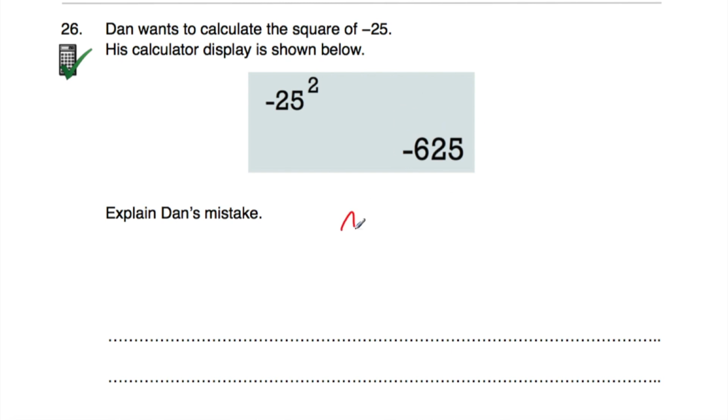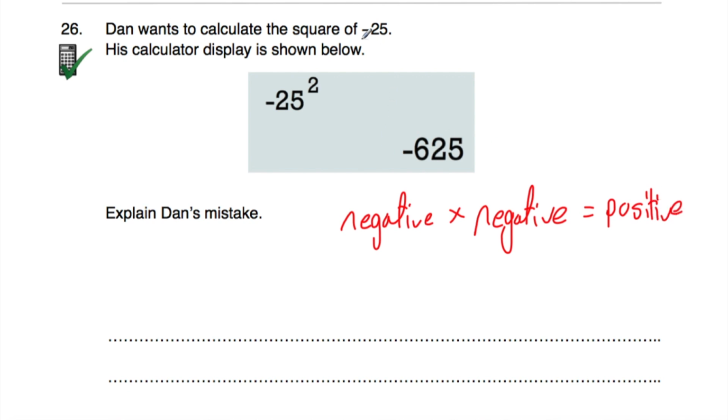Now remember, a negative multiplied by a negative will always be positive. So that means that whenever Dan's squaring -25, that means a negative times itself, so that's a negative times a negative, so he should get a positive answer. Now, I actually get this quite a lot whenever students try to square a negative number on their calculator. They'll sometimes ask me, sir, why I've got a negative answer, it should be a positive answer.